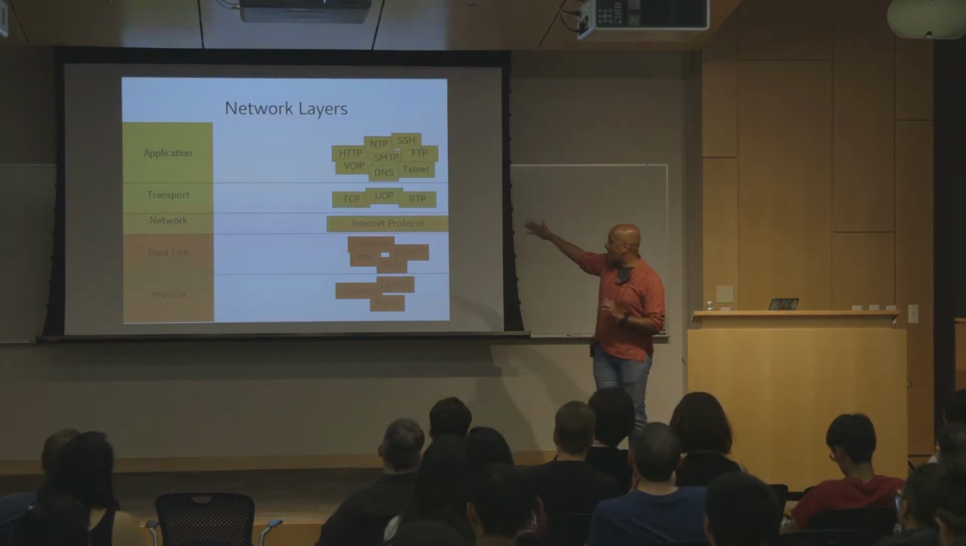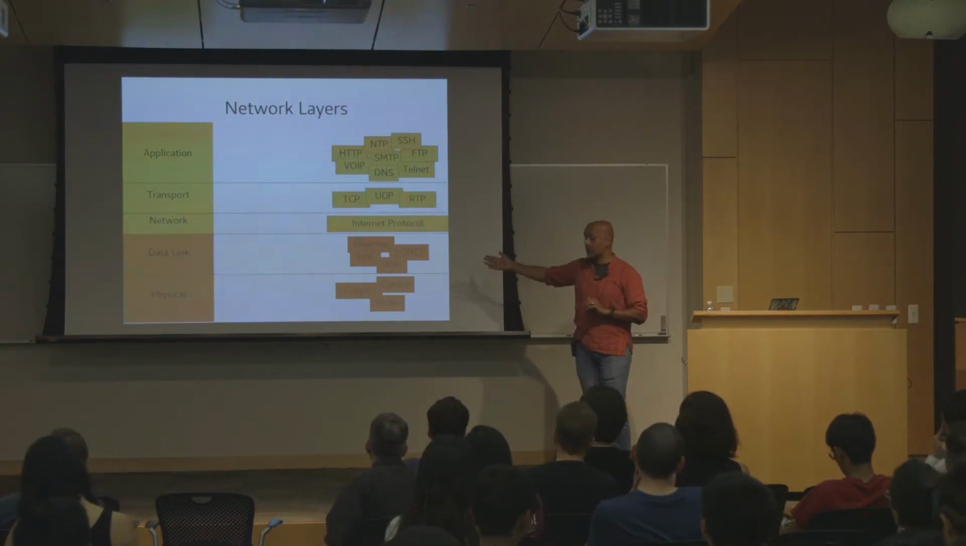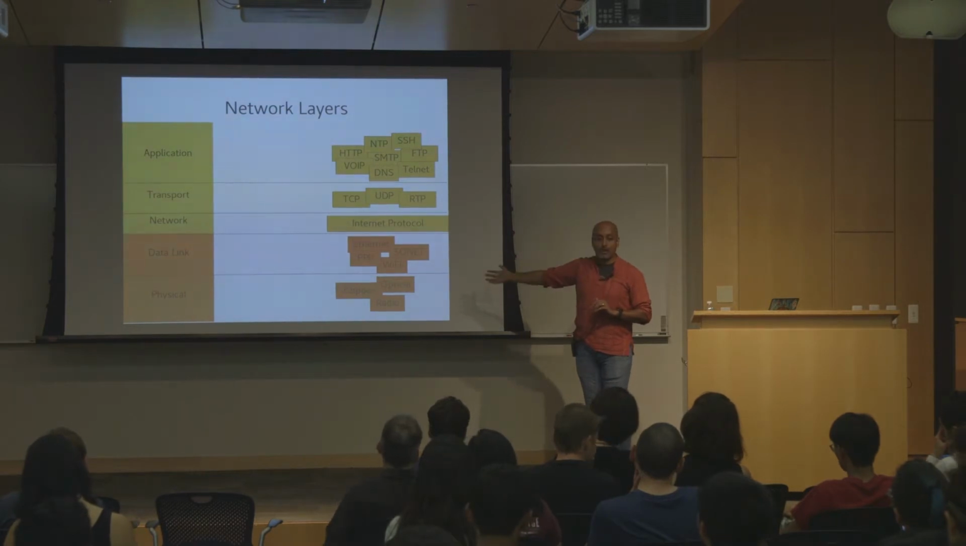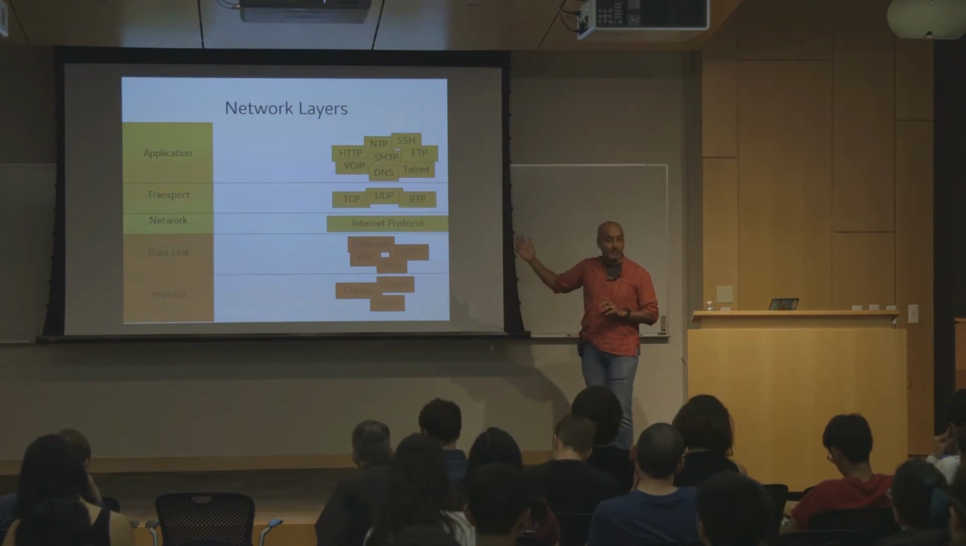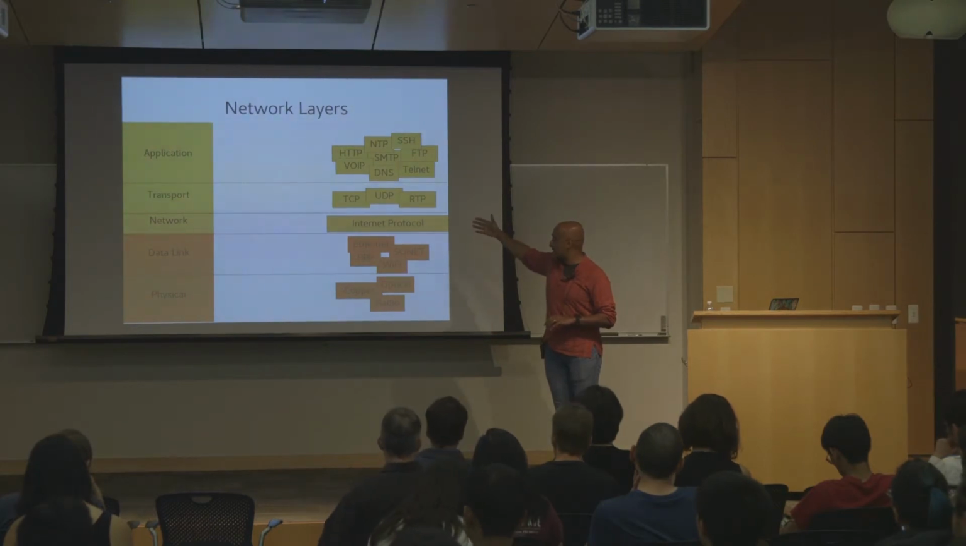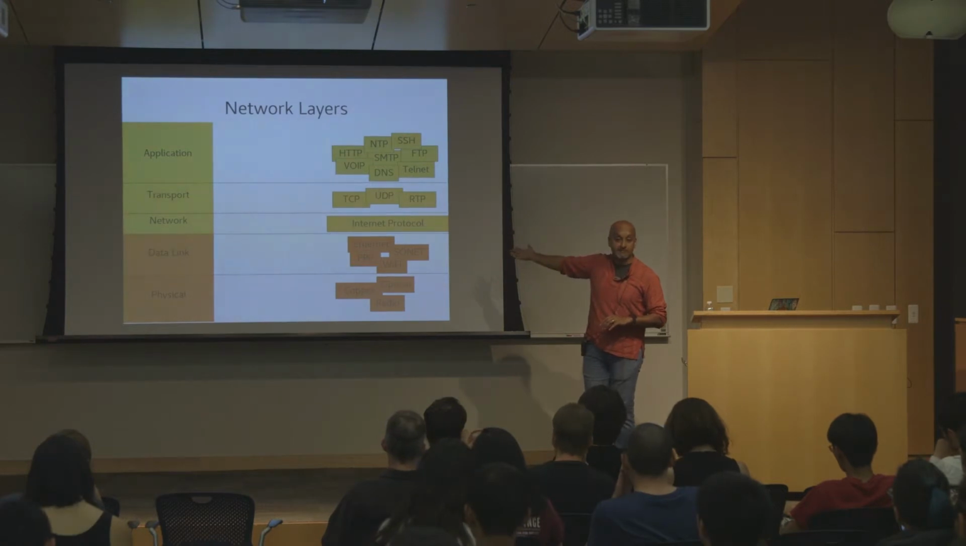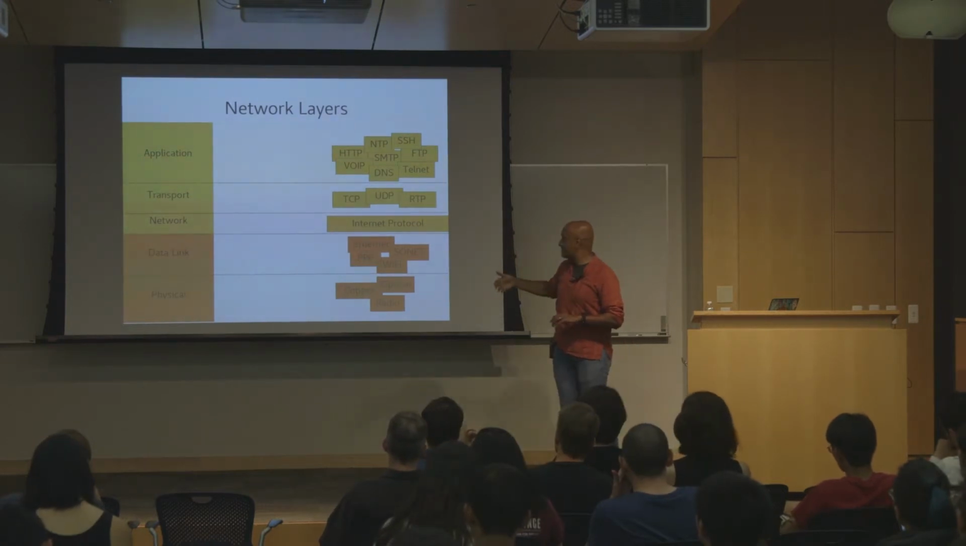But down at the physical layer, you have the actual infrastructure, like submarine cables, like copper phone lines, optical links, radio waves, Wi-Fi, and so on. At the data link layer above that, you have different technical protocols that run on top of those, like Wi-Fi, which you're all probably familiar with.